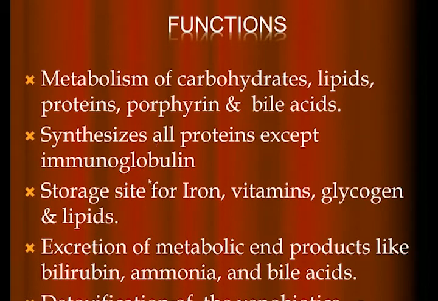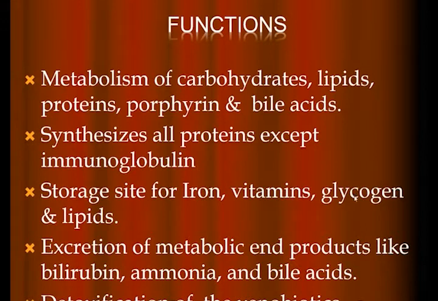So it may be asked as an MCQ question. They will put all the proteins and they will put immunoglobulin also and ask you to find out which one is not being produced by the liver. So you will have to mark immunoglobulin is not produced by the liver, but all the other proteins are produced by the liver. Right? Then storage site of iron, vitamins and glycogen.